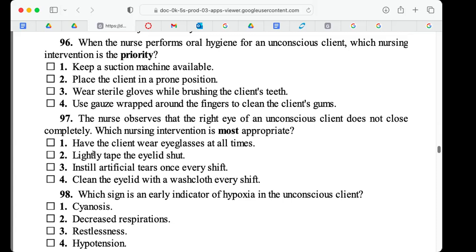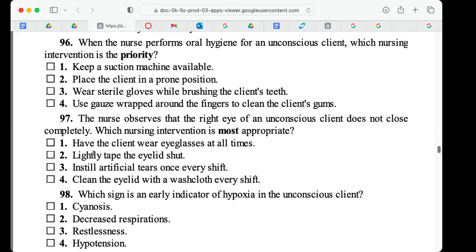Beautiful. Yes. So when the blink or corneal reflex is absent, or the eyes do not close completely, the cornea may become dry and irritated. Corneal abrasion may occur. Taping the eye closed will prevent injury. Having the client wear eyeglasses won't really protect the cornea. It's still open and exposed. Cleaning the eyelids will not protect the cornea from dryness or irritation. Artificial tears instilled once per shift are not enough in preventing dryness.